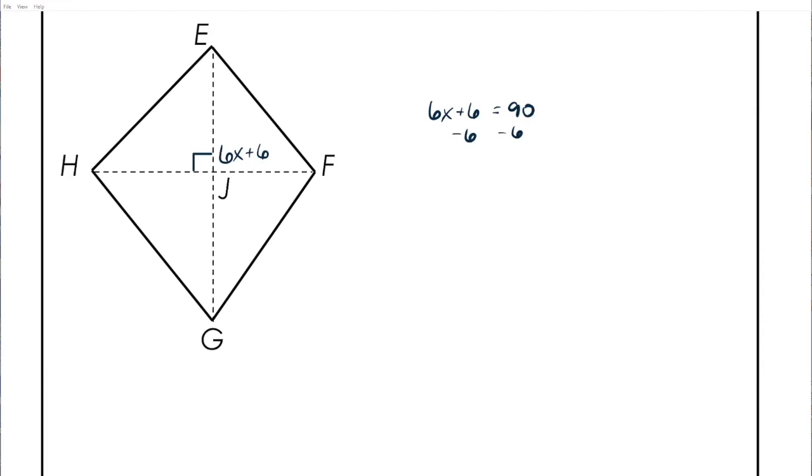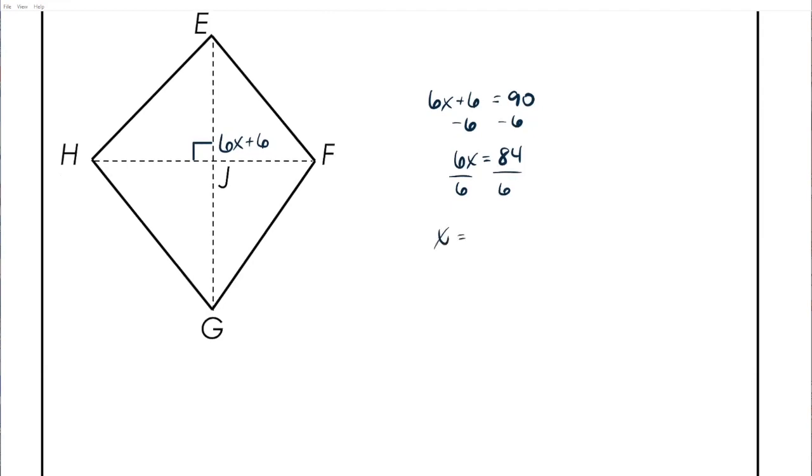Minus 6. 6x is 84. Divide by 6, not x, goofball. So x is 14.